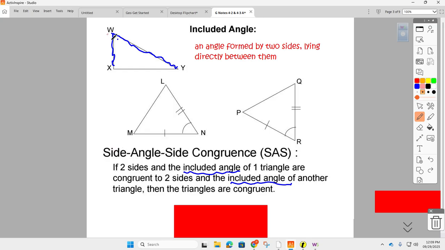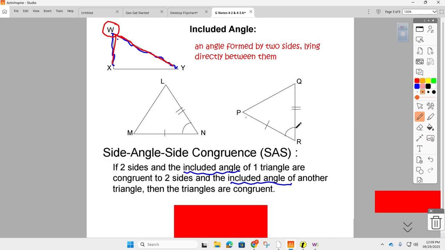So if we're talking about these sides, the only angle that is formed by those two sides, that's in the middle, is angle W. Angle X is formed by this side and this side. So it can be an included angle, but it can't be the included angle for these two sides.